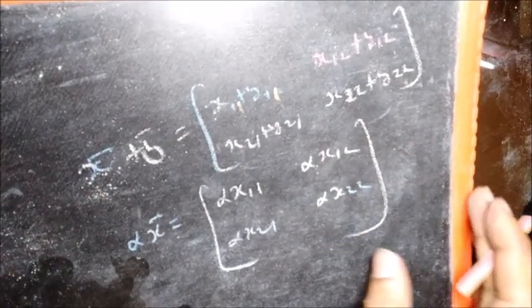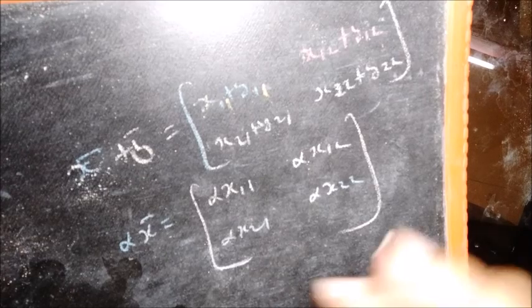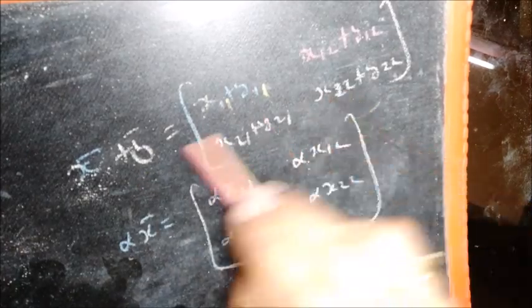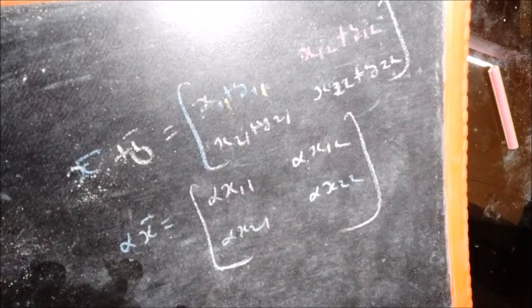I leave it as an exercise. You find out whether this forms a vector space. I repeat the question: the set of all 2 by 2 real matrices, where we define vector addition like this and scalar multiplication like this. Find out for yourself whether this constitutes a vector space.